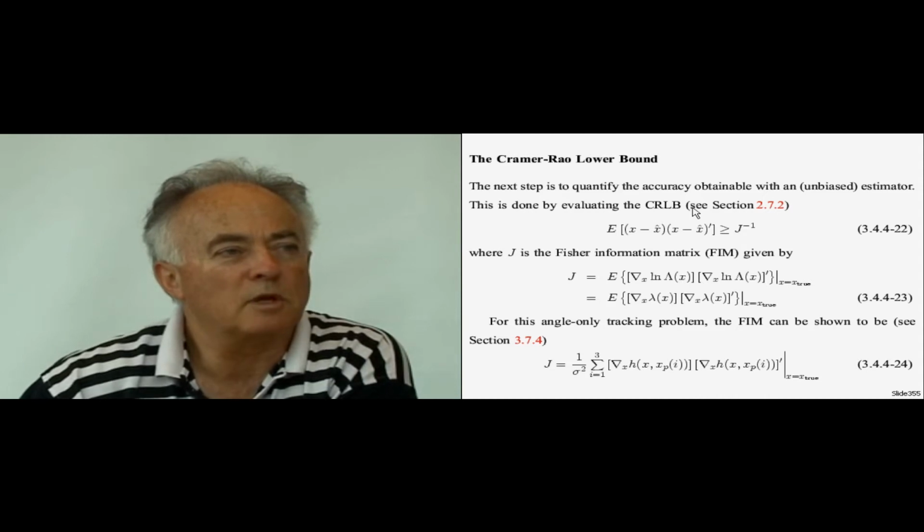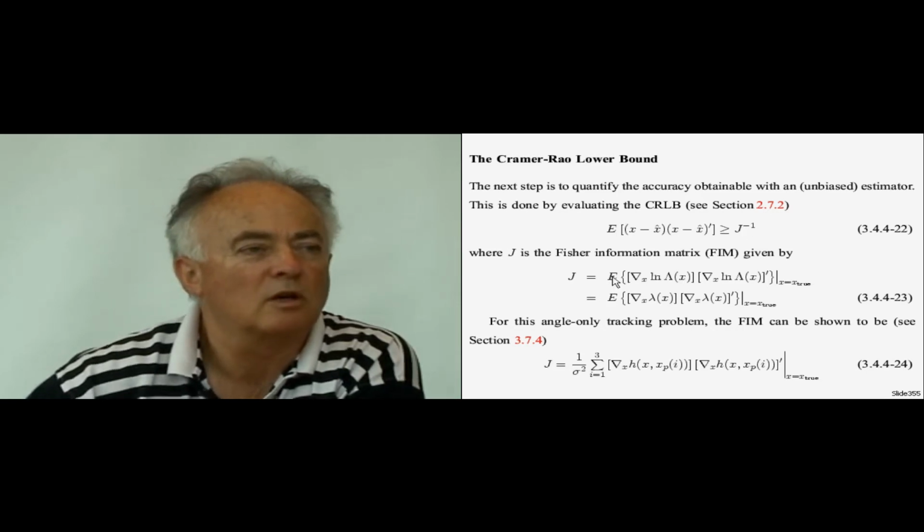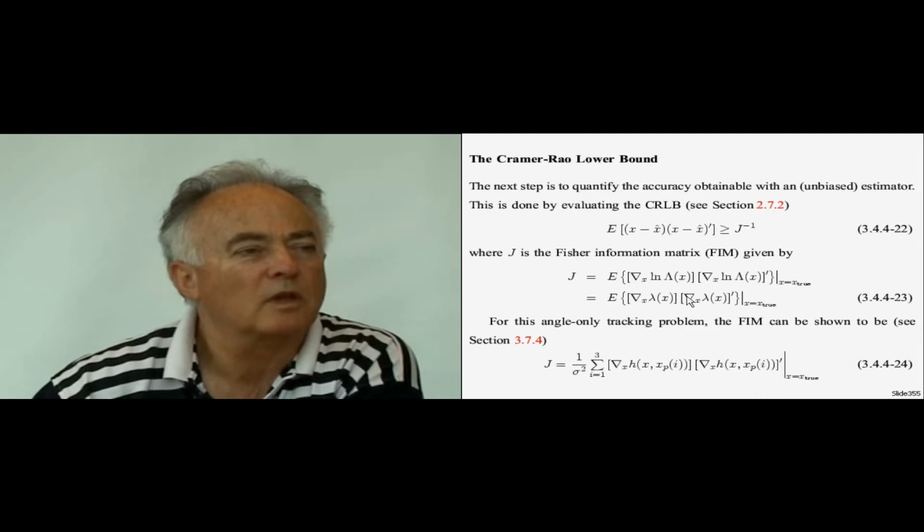The CRLB for an unbiased estimator says that the covariance of the estimation error, the covariance of the estimate, that's the same thing, is greater than or equal to the inverse of the Fisher information matrix denoted by J, which is given by the expected value of the gradient of the log likelihood function times its transpose, evaluated at the true value. And this is del x little lambda of x times its transpose.